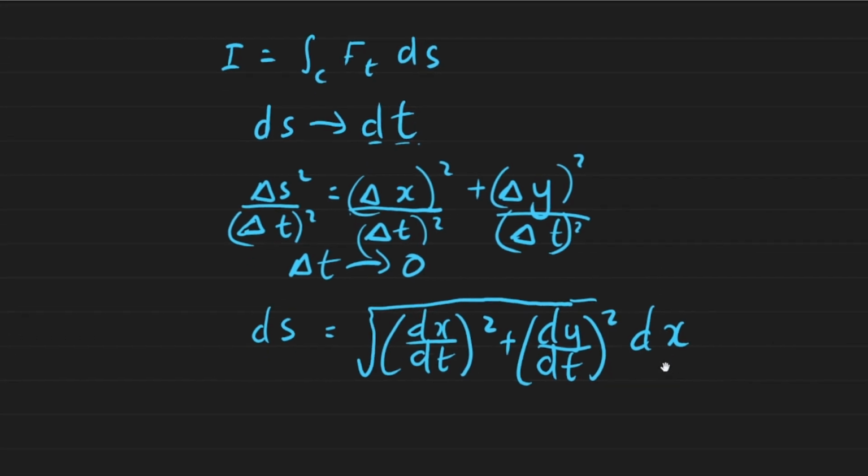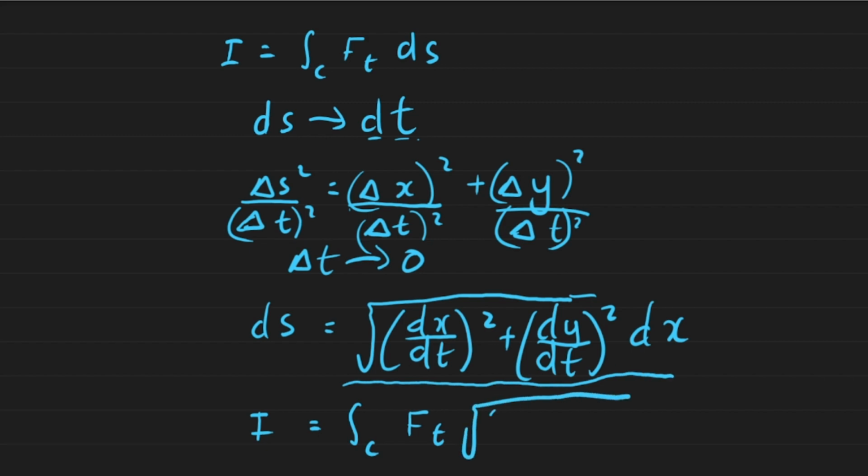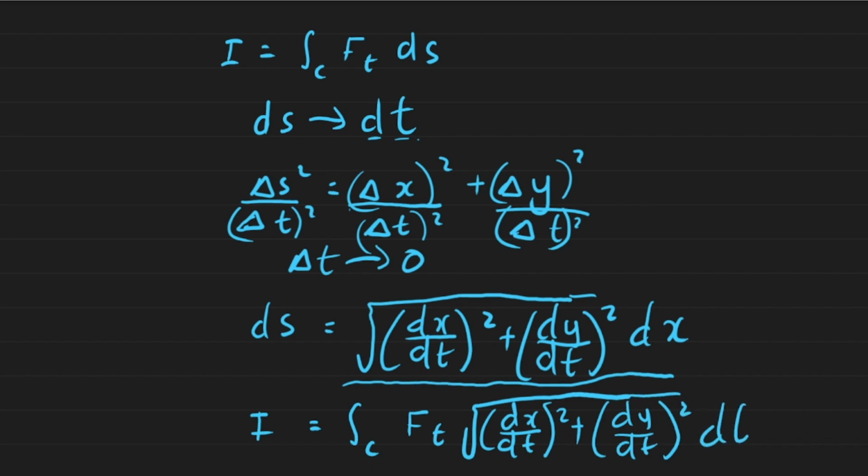So our line integral now becomes, substituted in for ds, the function times ds, and ds is everything that I've just underlined. So it's the square root of (dx/dt) squared plus (dy/dt) squared times dt.